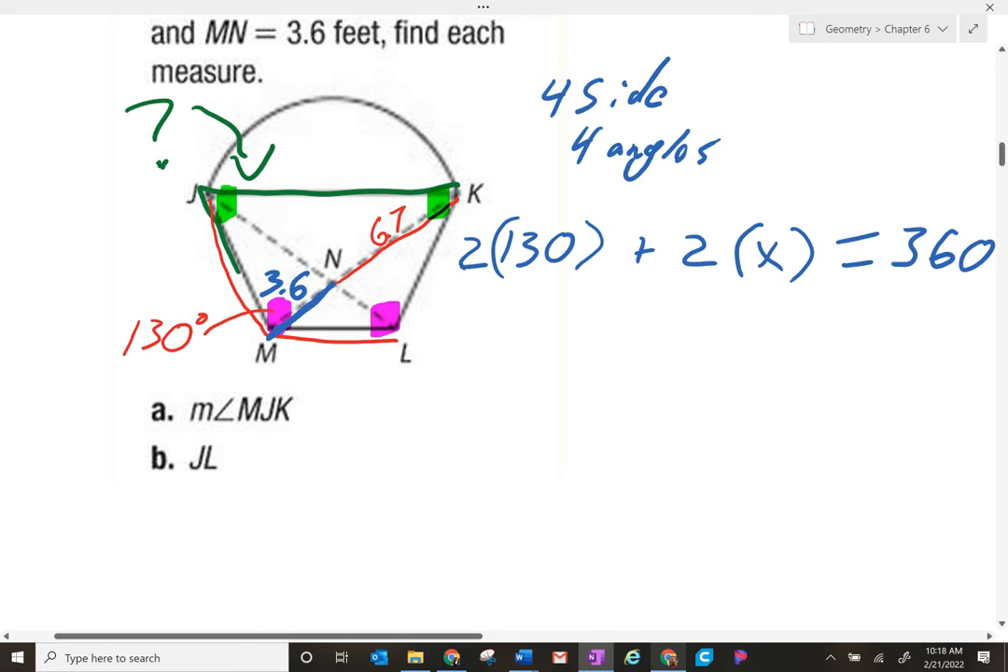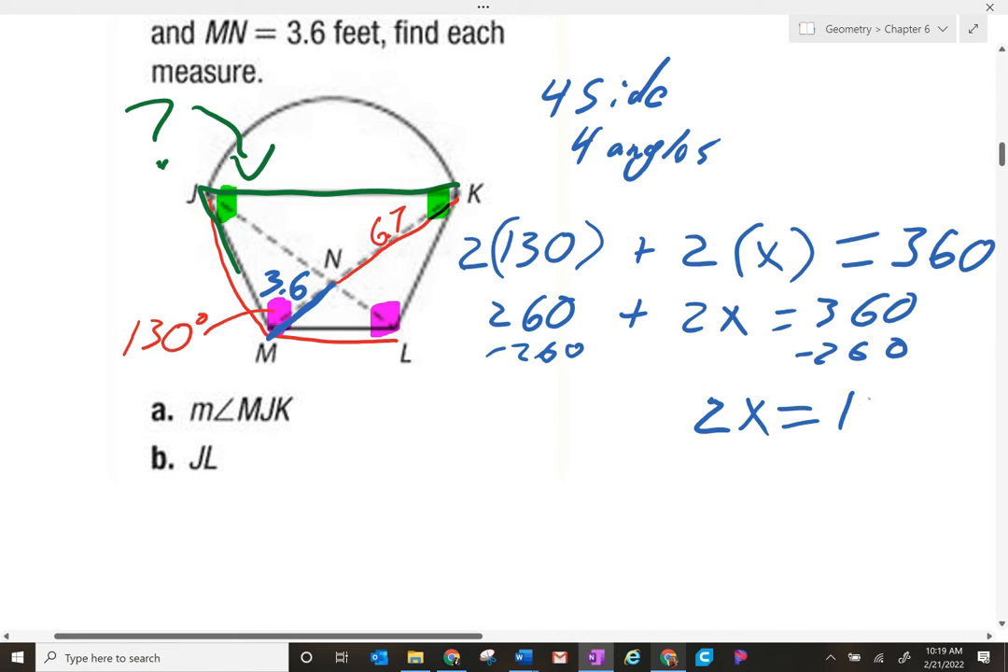So I know that all those angles added together are going to add up to equal 360. So this first part, I'm going to distribute it out. 2 times 130 equals 260, plus 2 times x is going to be 2x, equals 360. I want to get the x's by itself. So minus 260 from both sides. I get 2x equals 100.